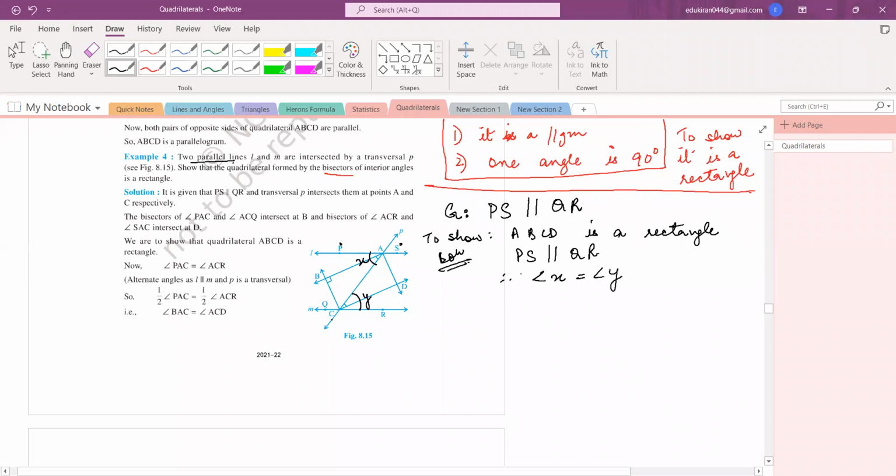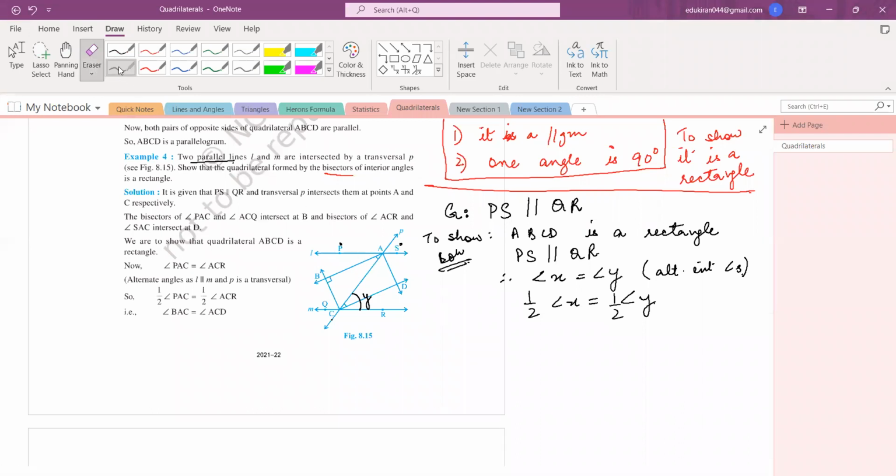Which kind of angle they are? Alternate interior angles. So this means that half of angle X is also equal to half of angle Y. This is my angle X. Now, let this be angle 1 and this be angle 2. So half means that angle 1 is equal to angle 2, because AB is a bisector and also CD is an angle bisector. So half of angle X means angle 1 and half of angle Y means angle 2.